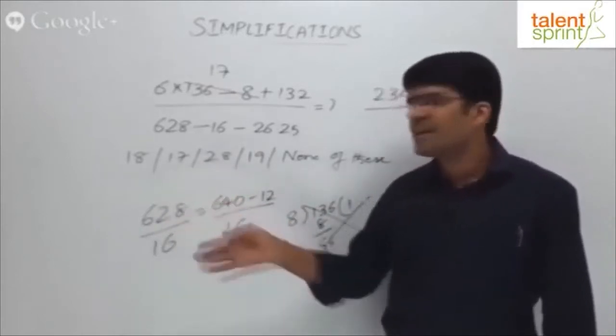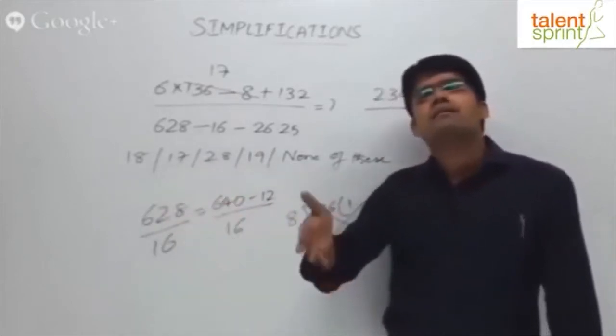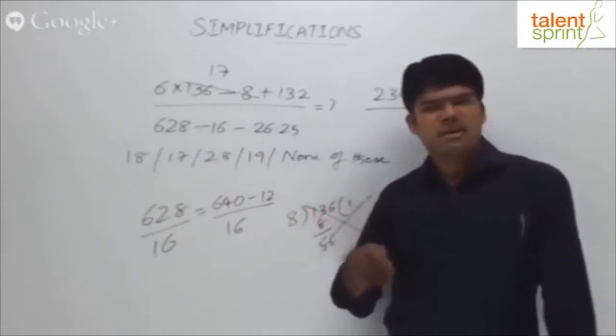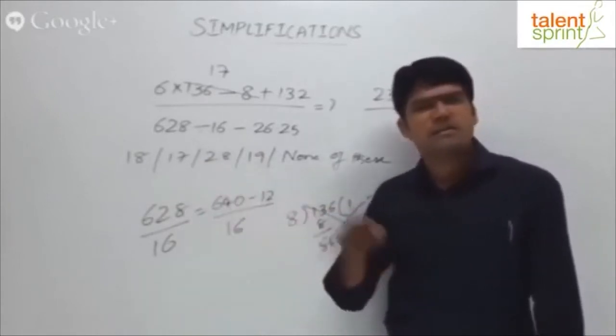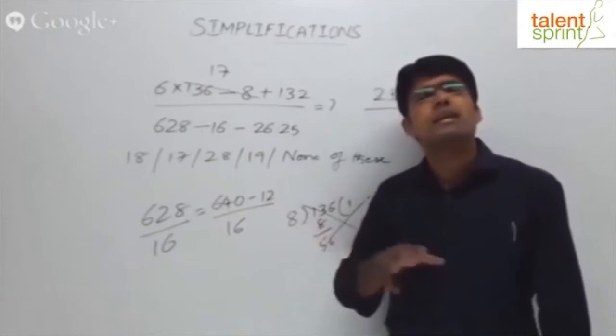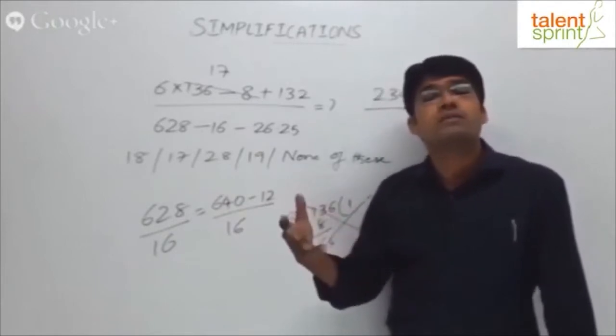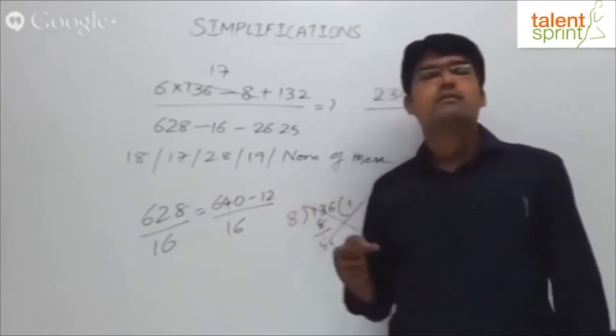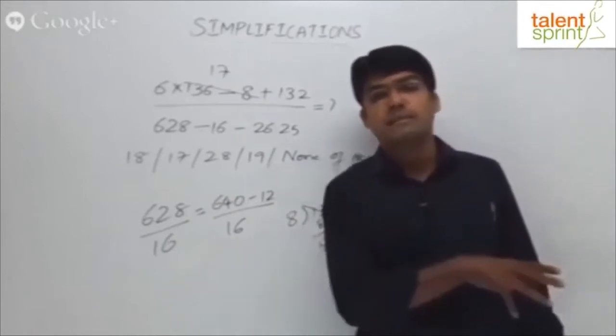For example, it can also be taken as 480 plus 148. 480 plus 148 is 628. Yes or no? 480 plus 100, 580 plus 48, 628. Now why 480 plus 148? Because 480 is divisible by 16. 480 by 16 is 30.